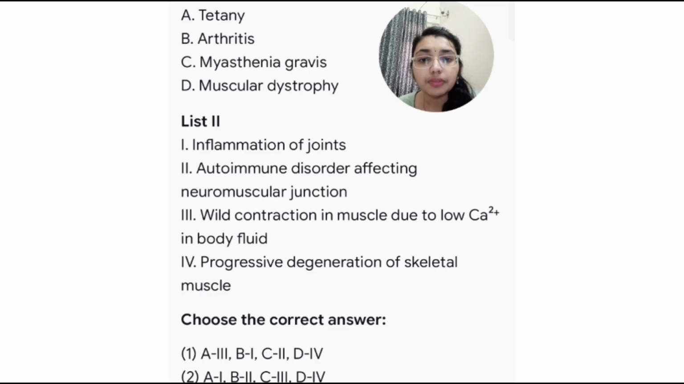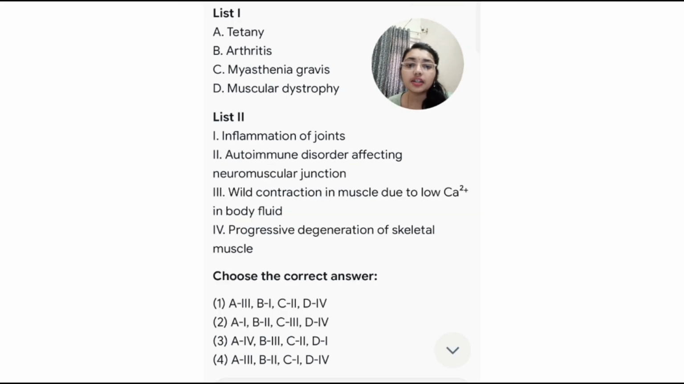Here arthritis is matching with the inflammation of the joints because it is related to the joint. So directly we can get the answer: A is 3, B is 1. And the other options do not show arthritis matching with the inflammation of the joints, so this is the correct option. Then D is muscular dystrophy, that is 4, progressive degeneration of the skeletal muscle. This is the correct answer. So the correct option for this is option 1.